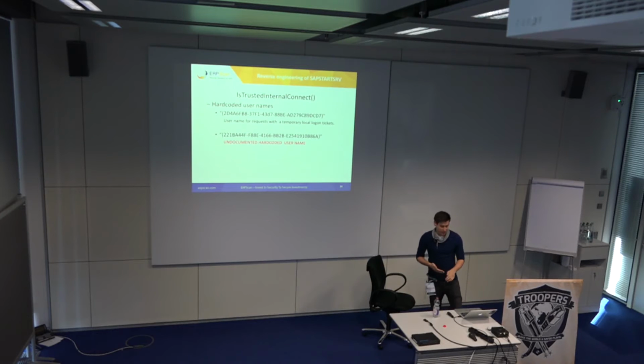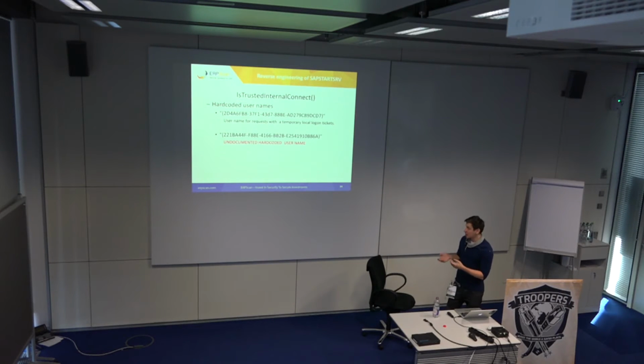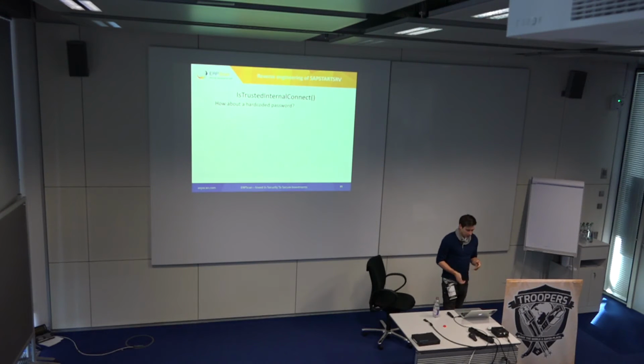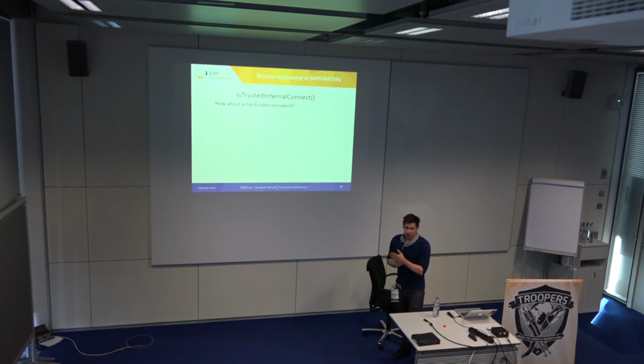We found some information about the first username. It's a journal username which can be used for requests with temporary logon tickets, but we didn't find any information about the second username. So it looks like some backdoors, maybe. And the second thing, what about the password?